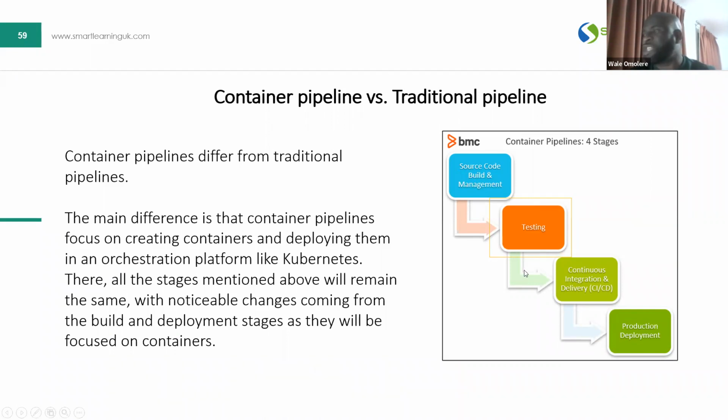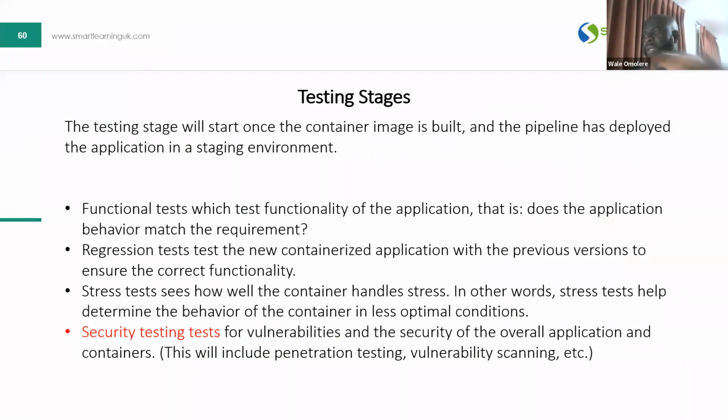But guess what? Our focus here is pretty much around what is happening in the test. So if you think about that workflow, your focus should be: what am I going to be doing when I'm actually testing the code? And that is where I want to take you to. These are all of the testing stages. When you think about a container pipeline, there is functional test, there is regression test, there is stress test. There is also what we now call security test.